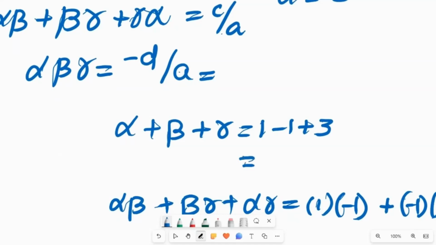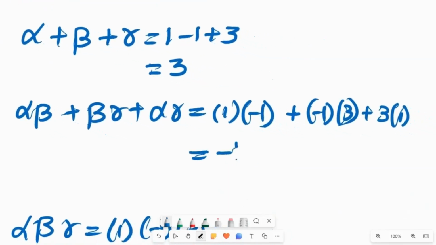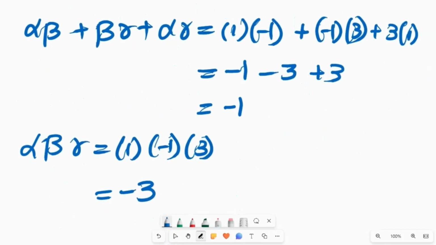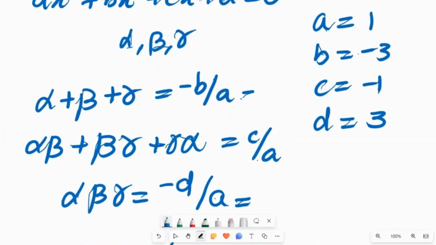So 1 minus 1 is 0, plus 3, so sum of zeros is 3. Sum of zeros taken 2 at a time, which is minus 1 minus 3 plus 3, is minus 1. And product of zeros is minus 1 into 1 is minus 1, and into 3 is minus 3. So sum of zeros we got as 3, sum of zeros taken 2 at a time we got as minus 1, and product of zeros we got as minus 3. And if you substitute a, b, c values here, you would get minus b by a as minus of minus 3 by 1, which is 3, and c by a, which is minus 1 by 1, which is minus 1, and minus d by a, which is minus of 3 by 1, is minus 3.